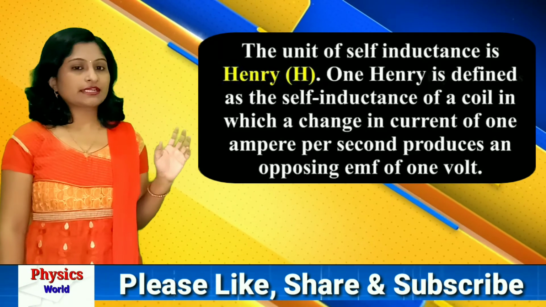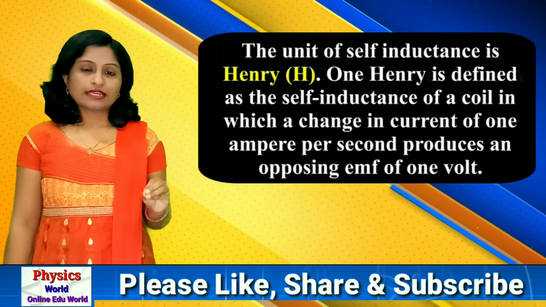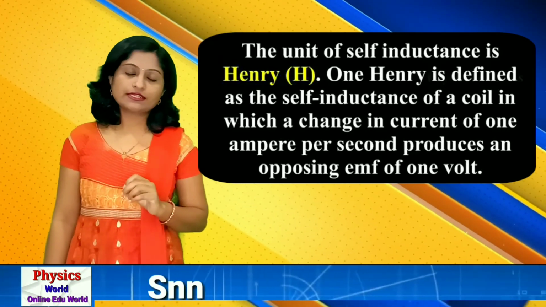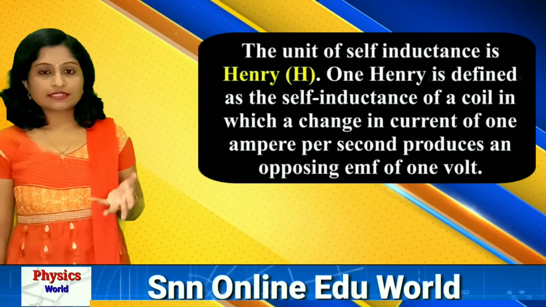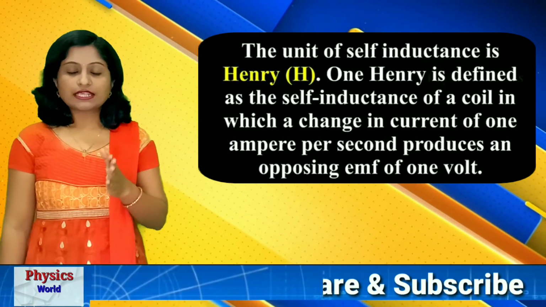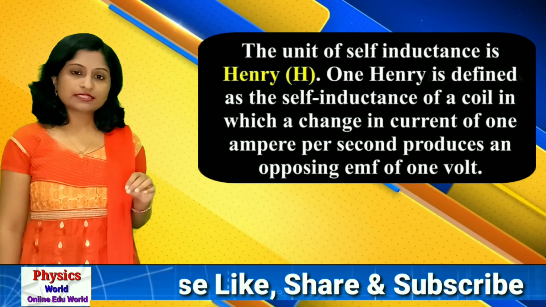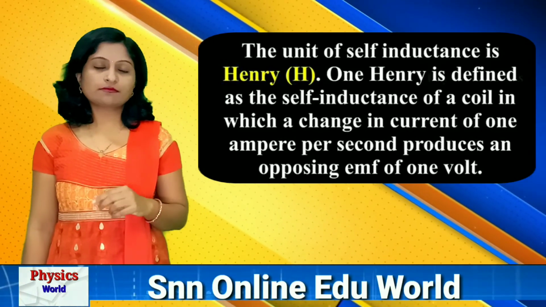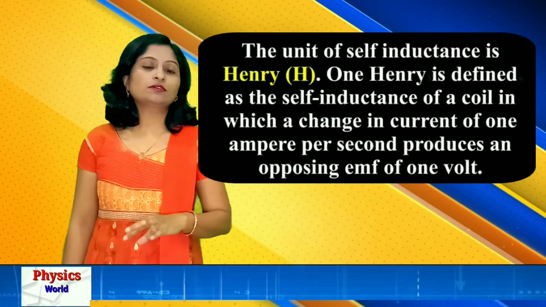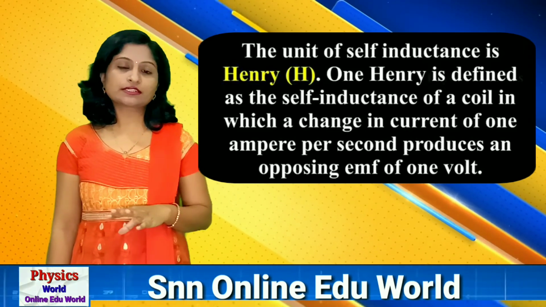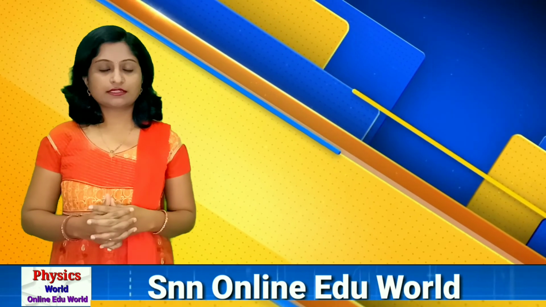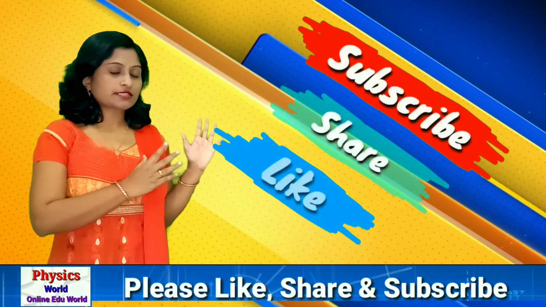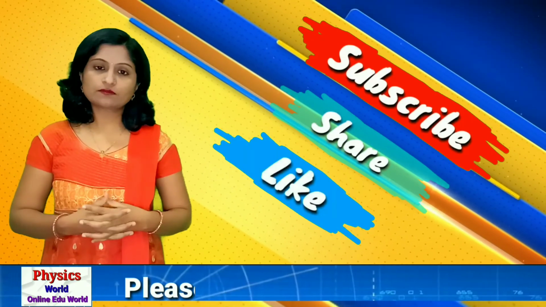So here we are getting that L, 1 Henry, is defined as the self-inductance in which the change in current of 1 ampere per second produces an opposing EMF of 1 volt. Then only it is a self-inductance or coefficient of self-inductance of 1 Henry. Okay. So hope you understand this concept of the self-inductance and coefficient of self-inductance.